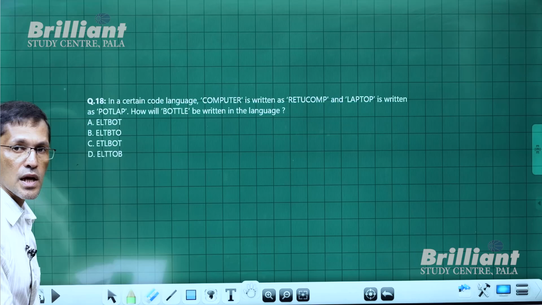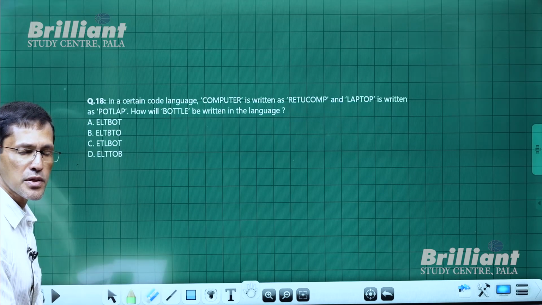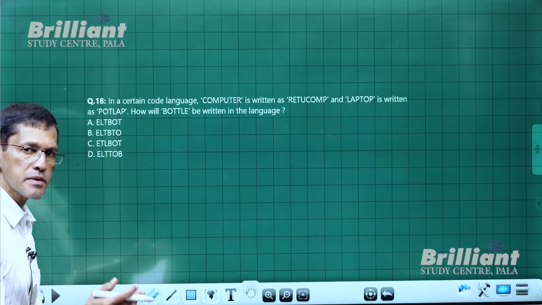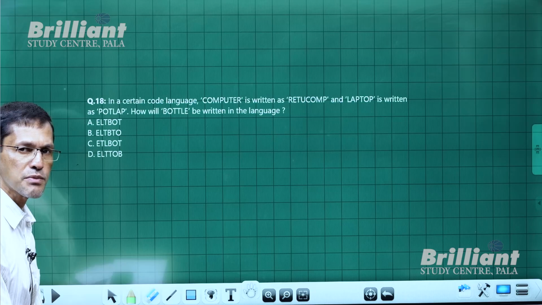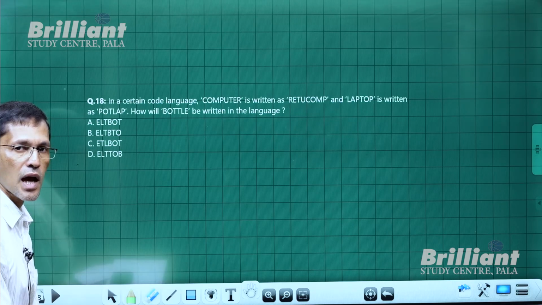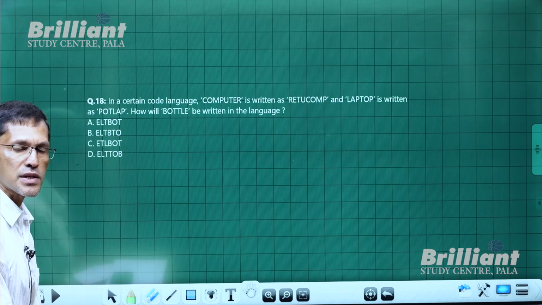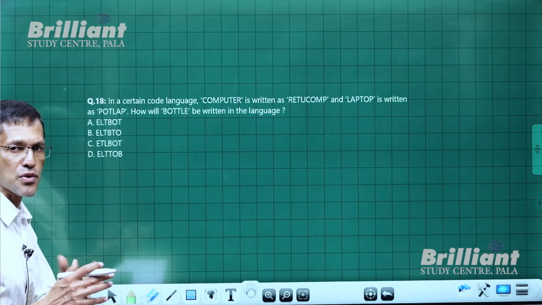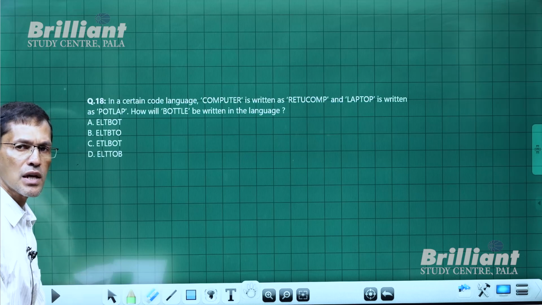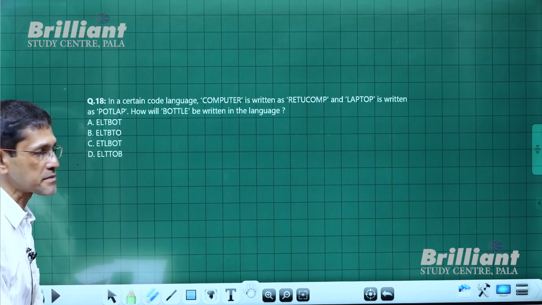Number 18. In a certain code language... You probably have noticed this set of questions; many of the questions are from coding decoding. It may happen in the actual exam as well. Sometimes you may have more questions from coding decoding, sometimes more from number series, sometimes more from blood relations. Those kinds of things may happen.